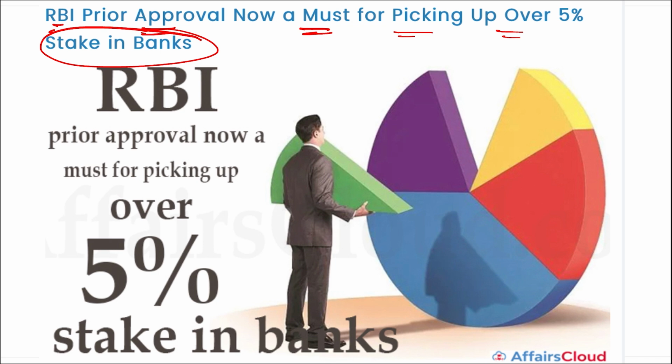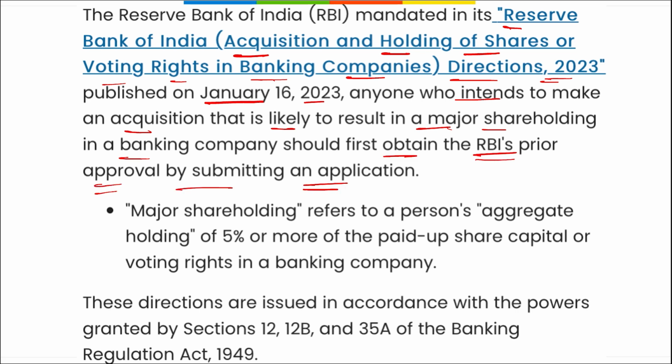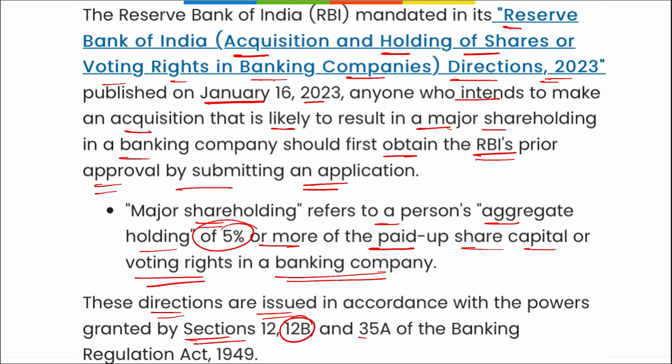RBI mandated in its Acquisition and Holding of Shares or Voting Rights in Banking Companies Directions 2023, published on January 16, 2023, that any person or organization who intends to make an acquisition likely to result in a major shareholding in a banking company should first obtain the RBI's prior approval by submitting an application. Major shareholding refers to a person's aggregate holding of 5% or more of the paid up share capital or voting rights in a banking company. These directions are issued in accordance with the powers granted by Sections 12, 12B and 35A of the Banking Regulation Act of 1949.